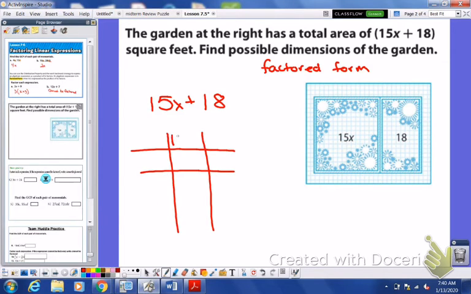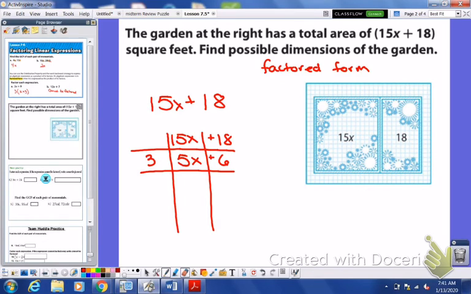So if I have 15x plus 18, I want to think about what can I divide into 15x and 18. Well, this has an x, this doesn't have an x, so I know I cannot factor out an x. If we look at 15 and 18, I can factor out a 3. So 15x divided by 3 leaves me with 5x. 18 divided by 3 leaves me with 6. If I bring my plus down, this is now my factored form.